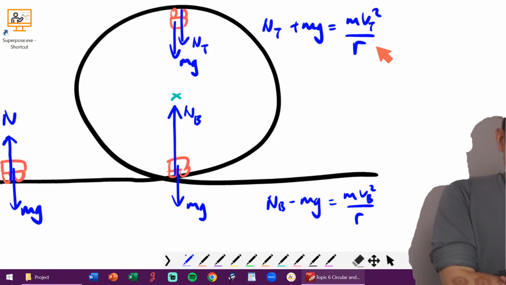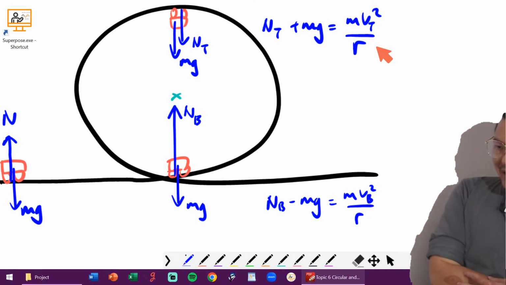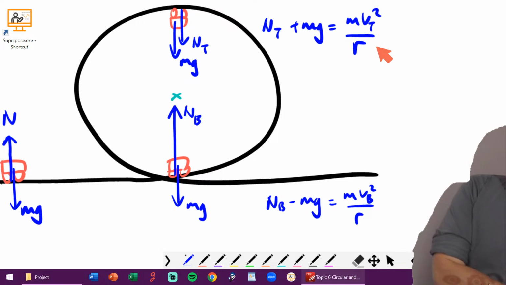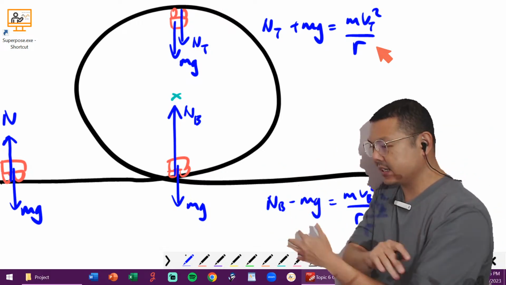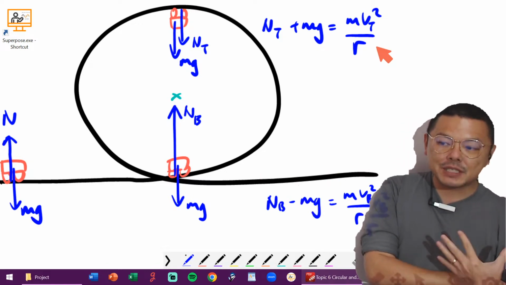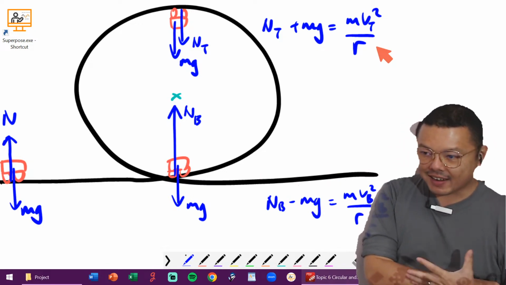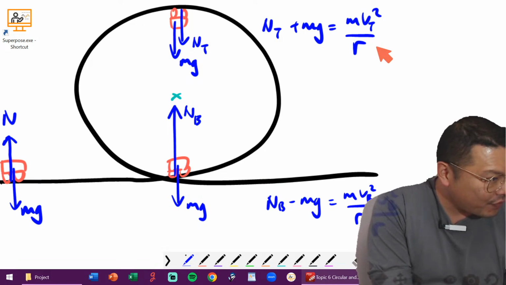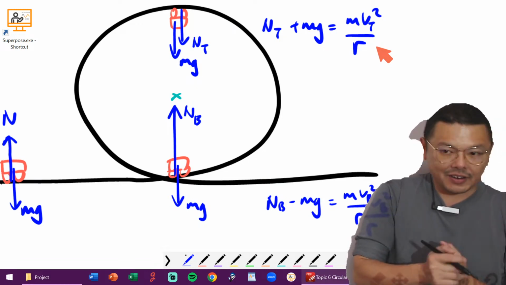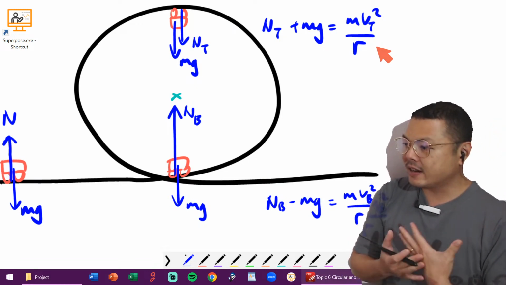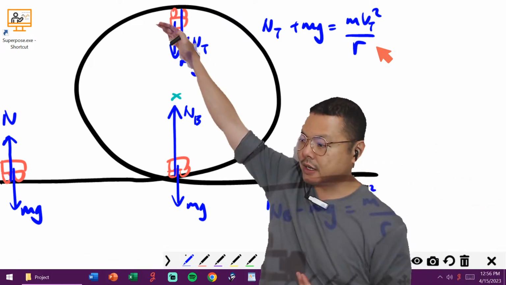Okay. Unfortunately, this is not that straightforward. The question they like to ask for this kind of question is, what is the minimum speed to prevent the car from falling off? Understand this? They want you to find the minimum speed so that the car doesn't fall off.